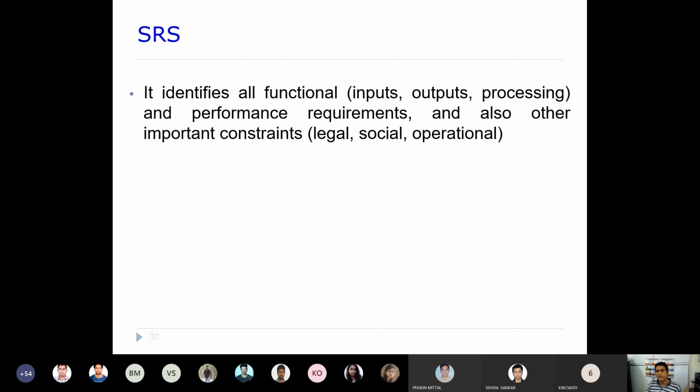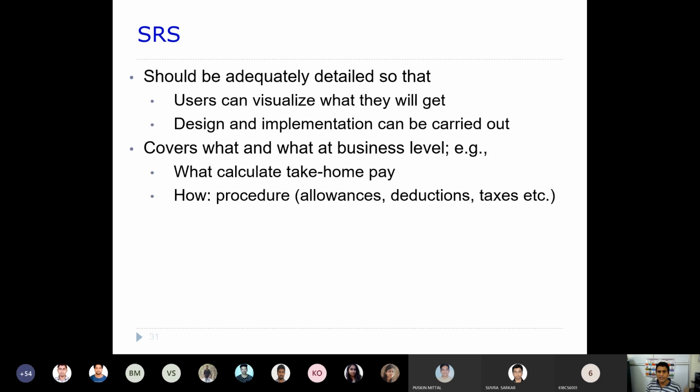It should be mentioned. It should be adequately detailed so that users can visualize what they will get. So after requirement analysis, the document that comes out is the SRS, and it is given to the user, so that after going through this, the user can visualize what they will actually get from the system. That means what requirements they have in their mind, and what they are actually going to get from the system. So that will be cleared here.